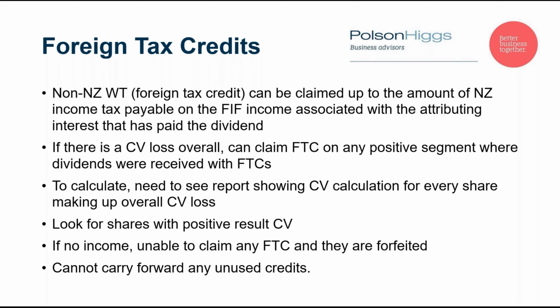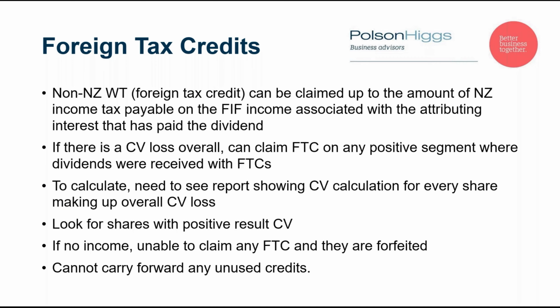How much of it can I claim? Well, I can claim it up to the amount of New Zealand income tax payable on the FIF income associated with that credit. So I look at how much FIF income I have from my FIF, calculated under FDR or CV, so maybe 5% of the opening market value. I look at how much New Zealand income tax is payable on that 5%, and that is the limit of how much credit I can claim against that income.